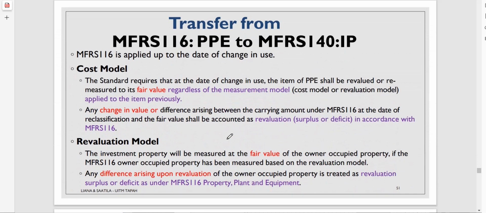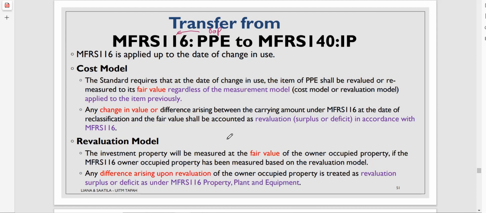Now let's move on to the next one, which is transfer from owner occupied property, OOP, under MFRS 140. It is called OOP, owner occupied property, which is using the rules of MFRS 116 PPE, and now it is being transferred to become IP, right? So we are going to look at the start of when the asset becomes an IP.